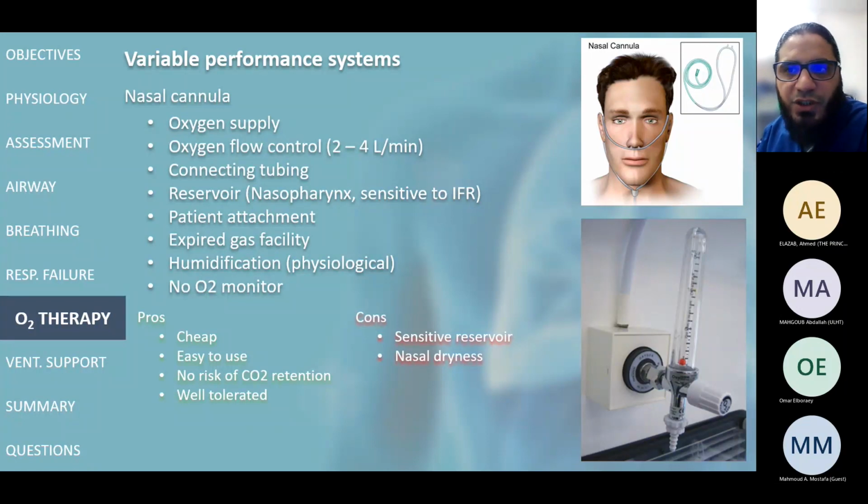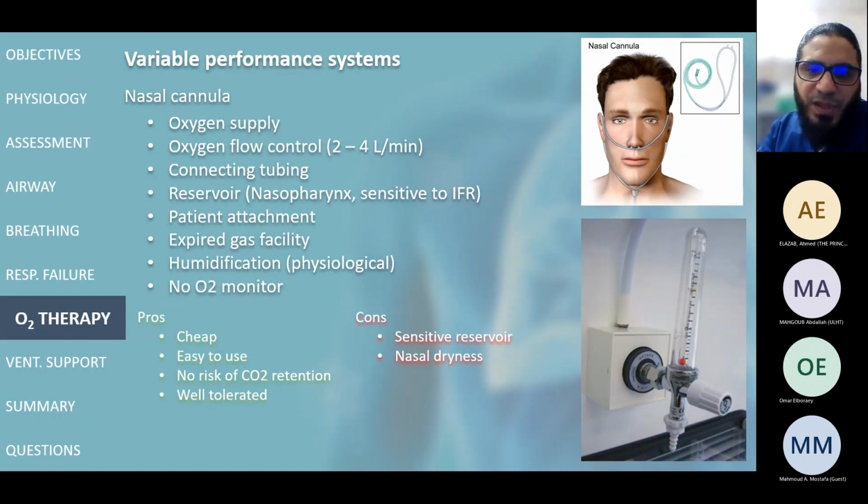There is no humidification on the nasal cannula, which is one of the disadvantages and can cause nasal dryness. It just uses the physiological humidification system from the nasal mucosa, and you don't have an oxygen monitor attached to it. So the advantage is it's cheap, simple. Anybody can easily use it with the patients. There is no risk of CO2 retention, and it's well tolerated by the patient.